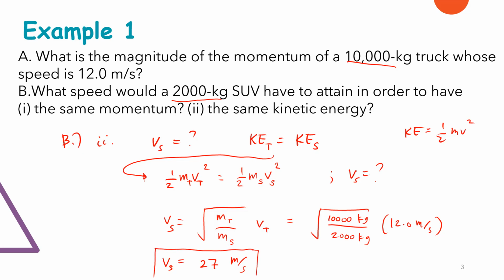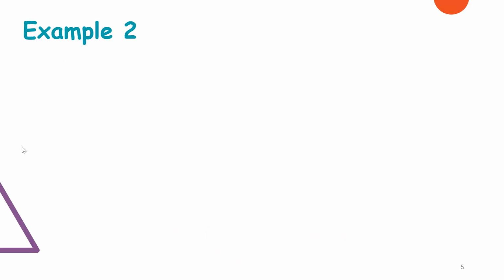So you need a speed of 27 meters per second in order to attain the same kinetic energy with this 10,000 kilogram truck. Okay, example number 2.